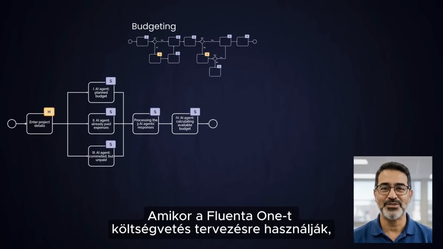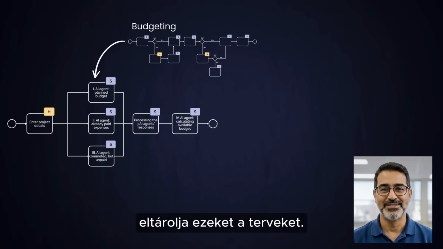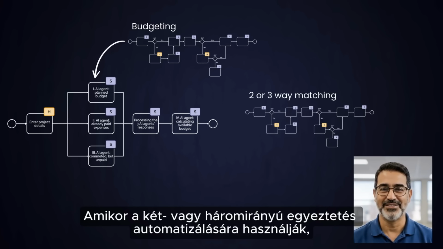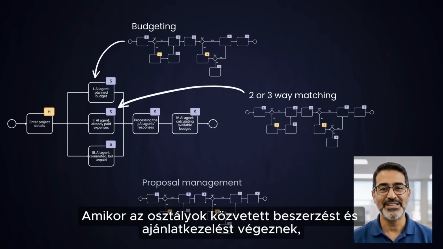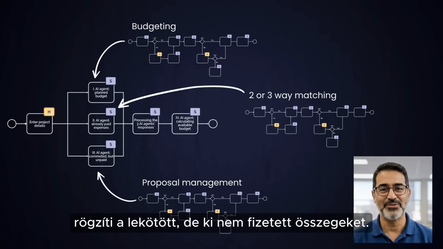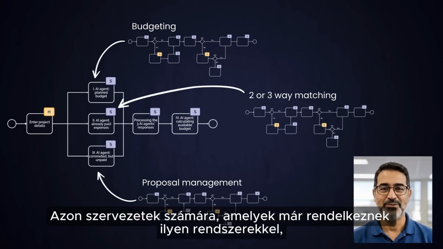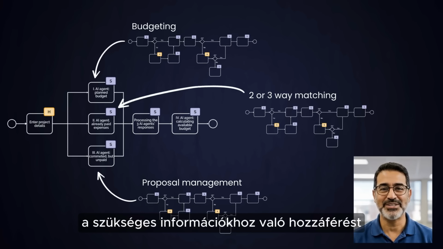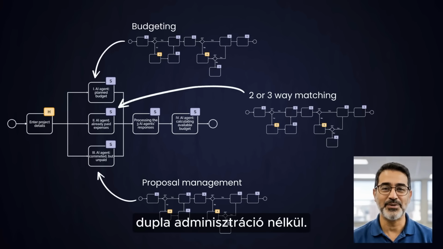When Fluenta One is used for budget planning, it stores these plans. When used for automating 2-way or 3-way matching, payment records are captured. When departments handle indirect sourcing and proposal management, it records committed but unpaid agreements. For organizations with existing tracking systems, integration through APIs allows Fluenta One to access the necessary information without duplicating efforts.